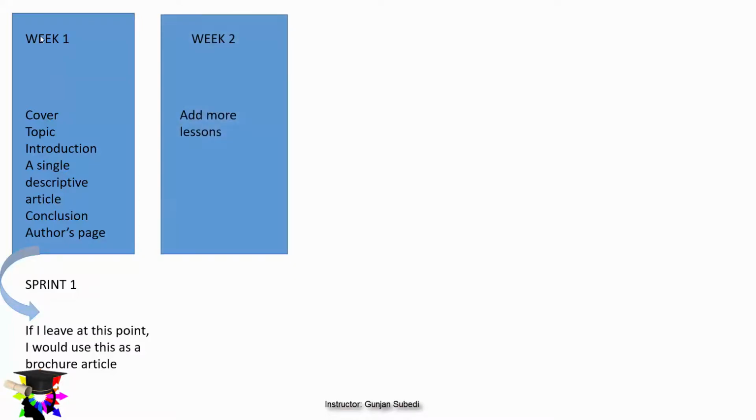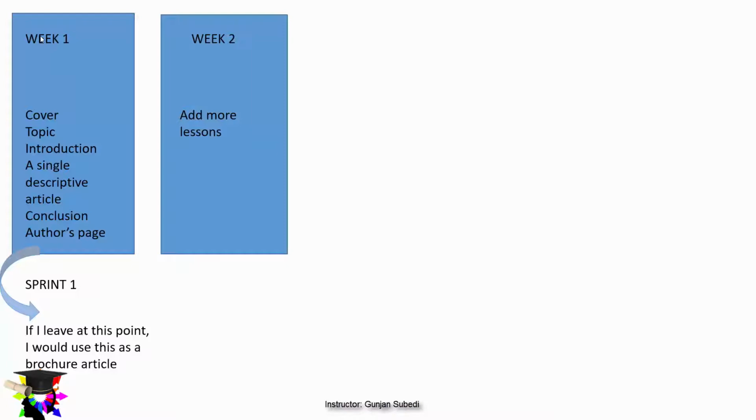In the first week, I would go straight to designing the cover. I would write the introduction, a single descriptive article with conclusion, and the author page. That's not too much to do, right? Let's suppose I call it sprint 1. Now, if I leave my plan for the book at this stage, I would still be able to make it into a brochure article.